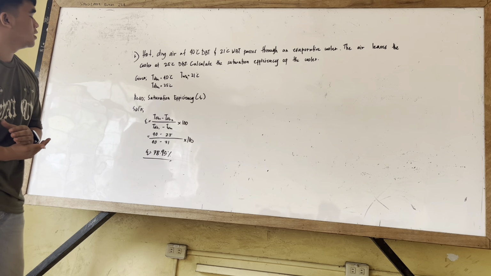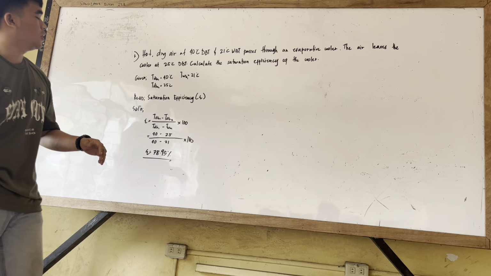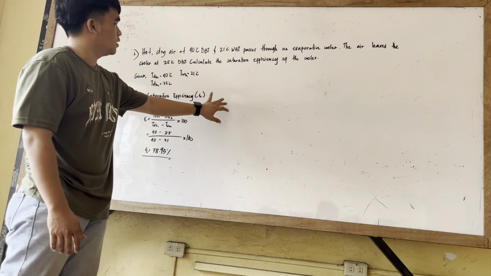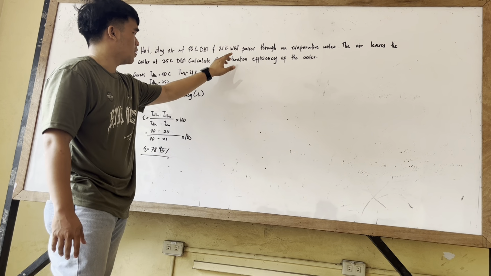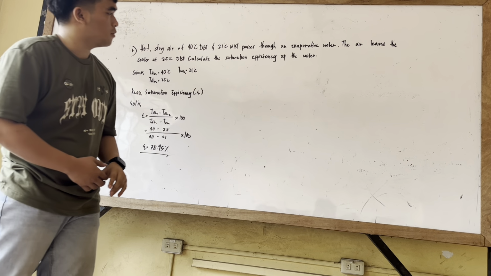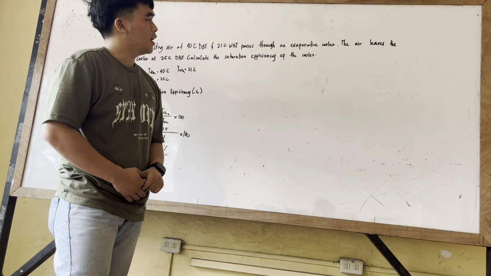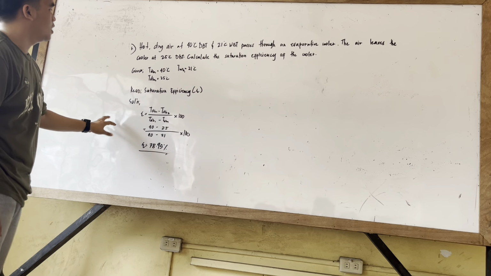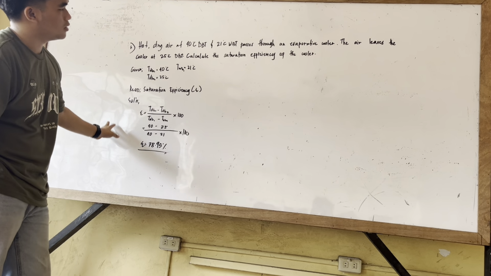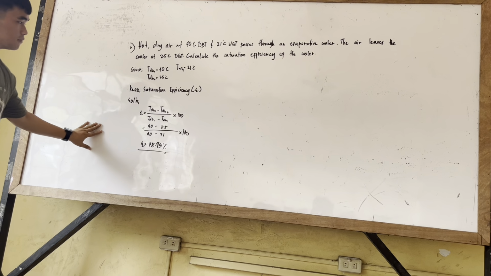Problem number one: hot dry air at 40 degrees Celsius dry bulb temperature and 21 degrees Celsius wet bulb temperature passes through an evaporative cooler. The air leaves the cooler at 25 degrees Celsius dry bulb temperature. Calculate the saturation efficiency of the cooler.